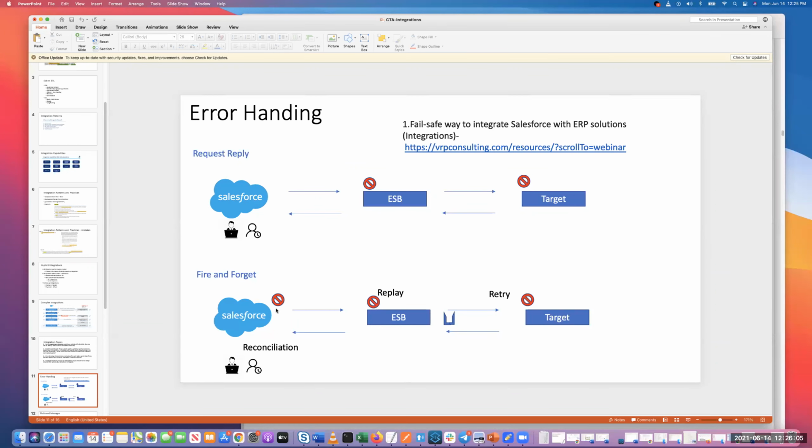Also, Chris, when you talked about it, especially when you do fire and forget, there's a very slight chance that the platform event might not be created in Salesforce. It's a very slight chance.